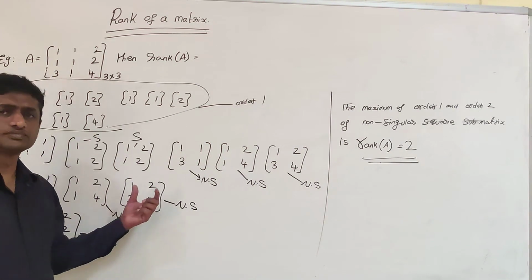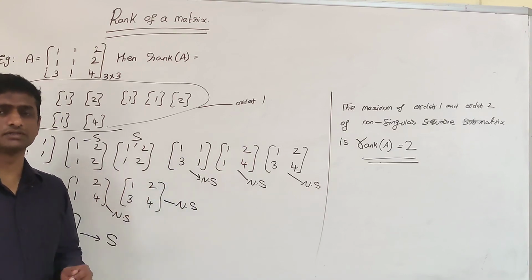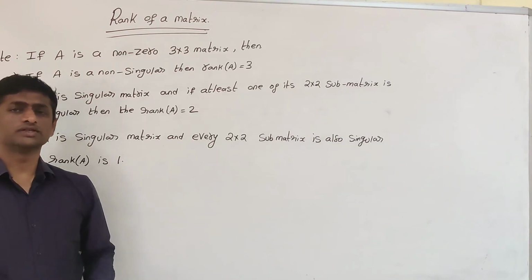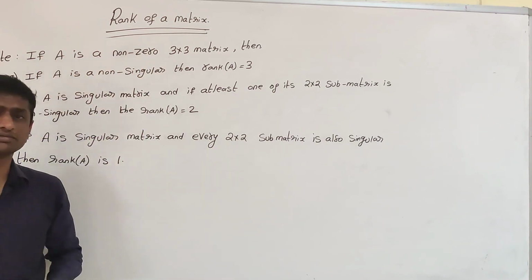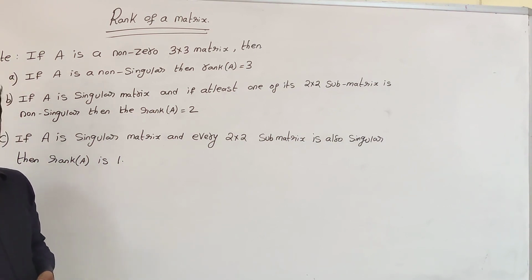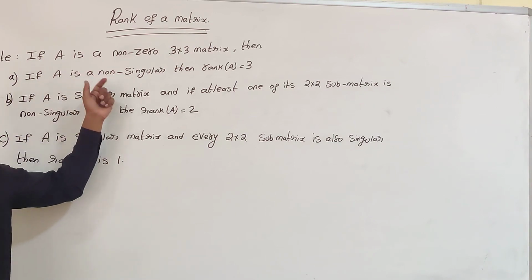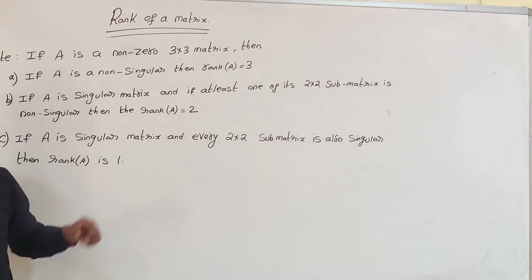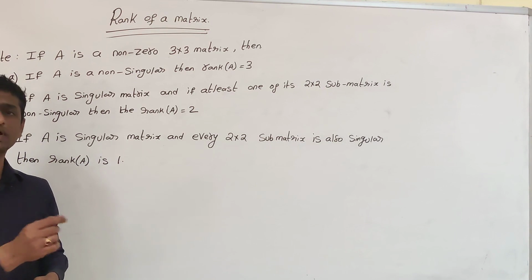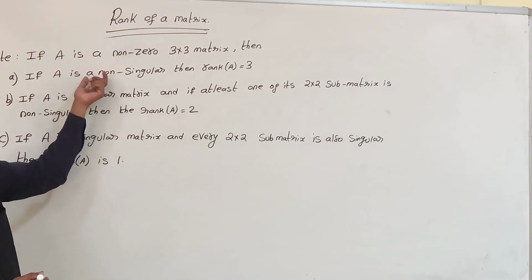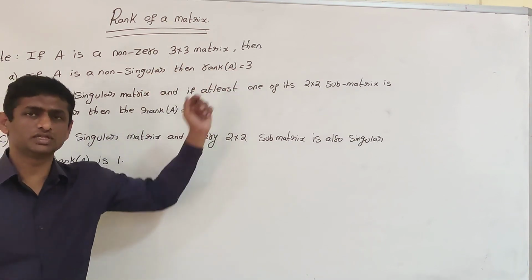So, let me draw one conclusion for a 3 by 3 matrix. Based on the previous example, if A is a non-zero 3 by 3 matrix and A is non-singular, meaning the determinant of this matrix is not equal to 0, then the rank will be 3, because we can have the orders 1, 2, 3. As A is non-singular, the maximum of 1, 2, 3 will be 3 only. So the rank of the matrix will be 3 itself.